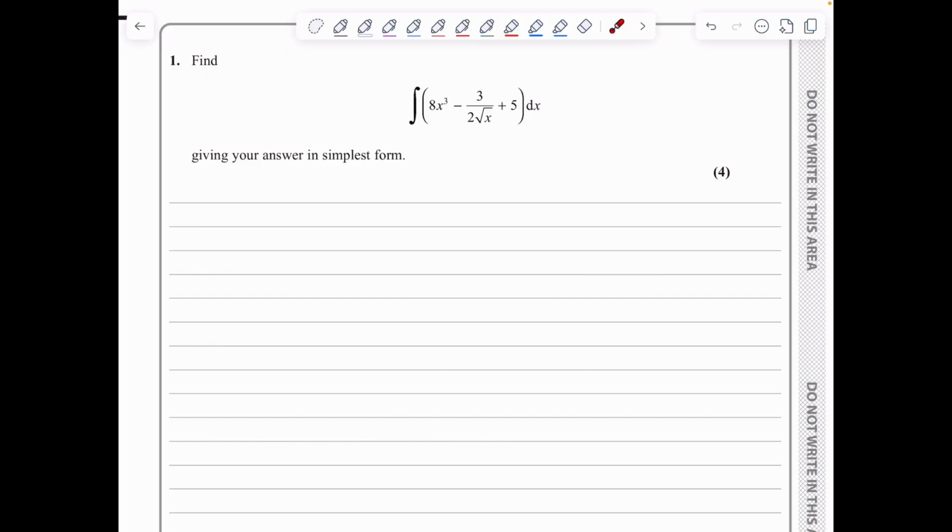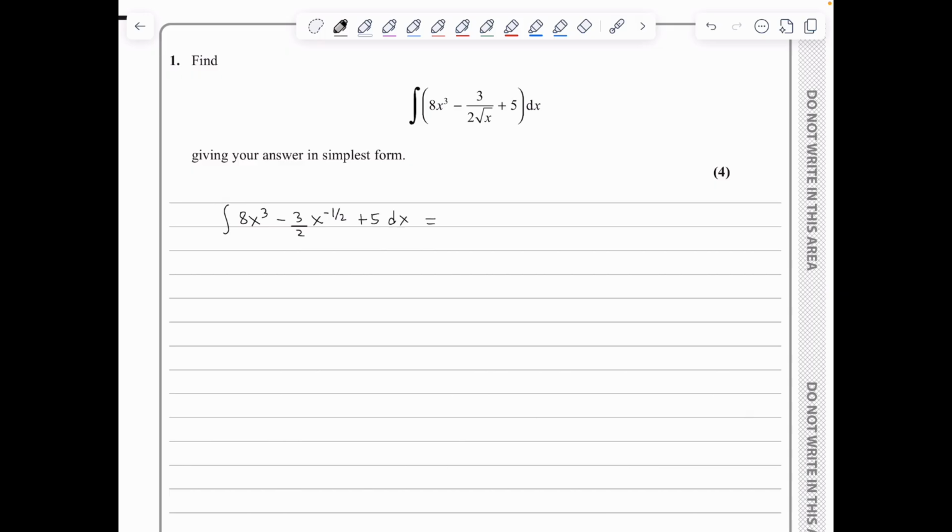In question 1, we are asked to integrate the expression here in terms of x, giving our answer in its simplest form. And I will start by writing the expression in index form. So it's the integral of 8x cubed minus 3 over 2x to the minus a half plus 5 dx.